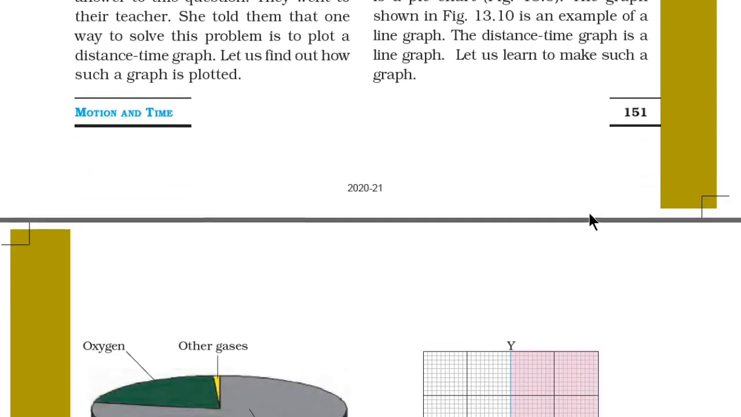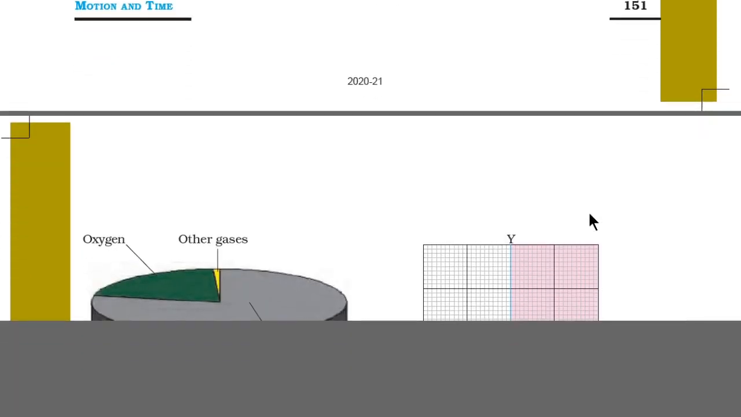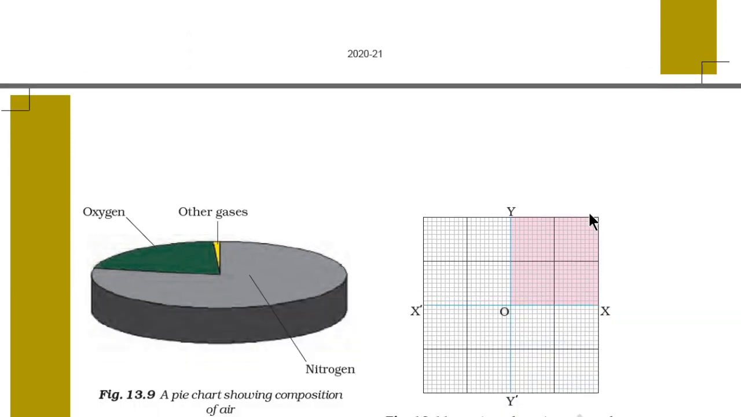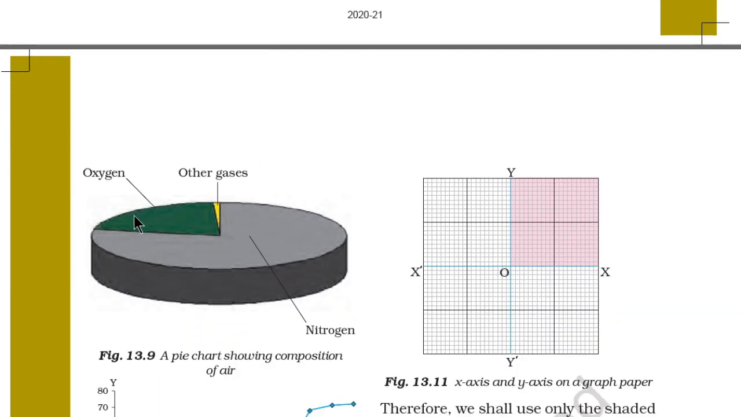So this is a pie chart. You can see here it has oxygen in the form of a pie, other gases in the form of a pie. So it is called a pie chart. So this is the content of nitrogen in our atmosphere and in the air, and this is the composition of oxygen, and this is the other gases. So it is showing the composition of air.